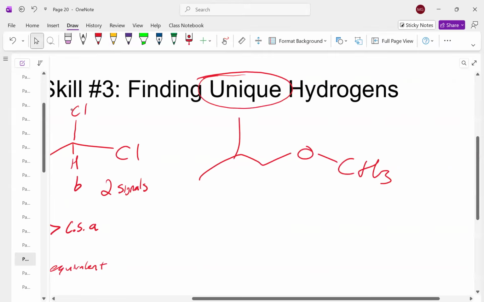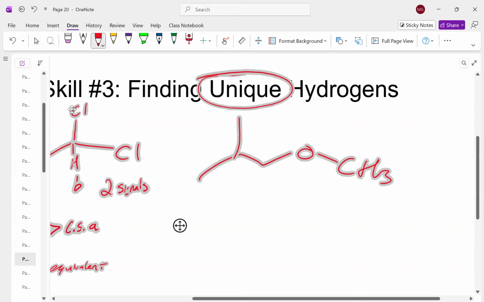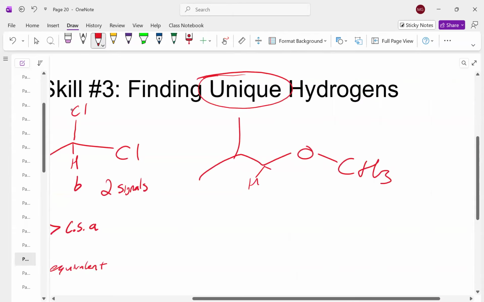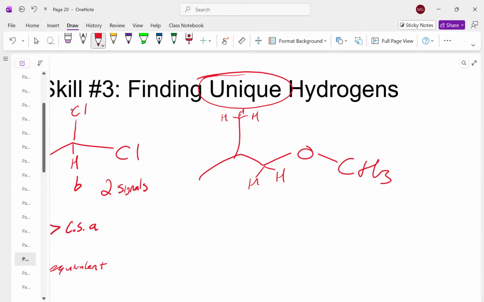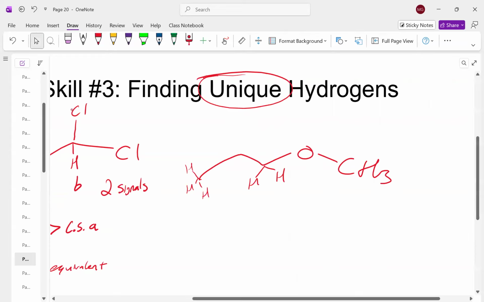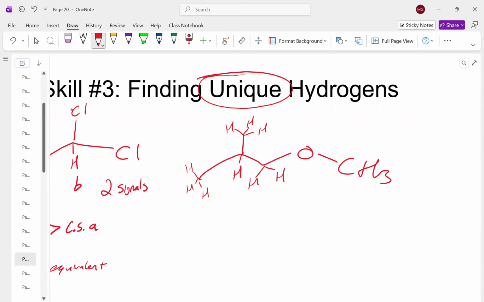And then let's look at this last one. So again, I'm going to draw all these hydrogens in. So there's three there and three there. And then there's, I'm just going to fix this one. And then one there. Okay, so I'm going to start here on the left. I'm going to call these three hydrogens A. Hydrogens of CH3s are always equivalent to each other.